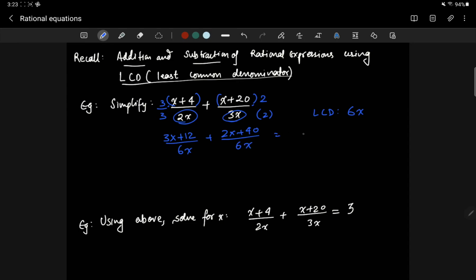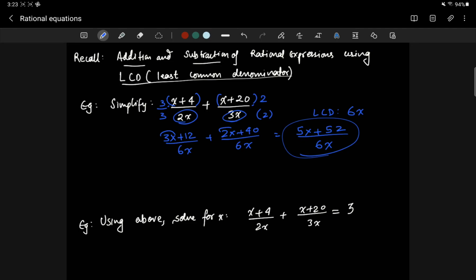And now, since the denominators are the same, I can combine them, and the 3x and the 2x give me a 5x, and the 12 and 40 give me a 52. So that would be the simplified form of the addition of these rational expressions.